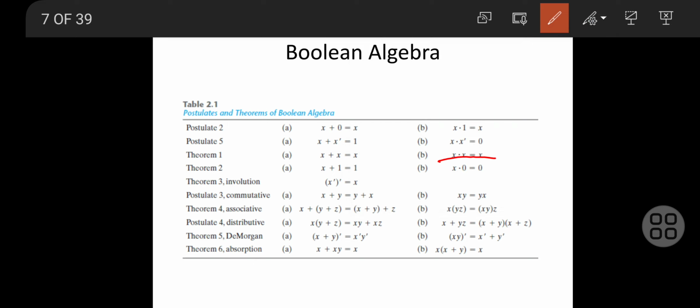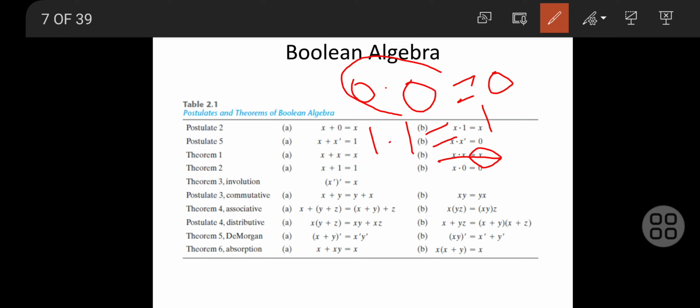The next is x dot x is equal to x. If you take the AND gate of the same variables, you end up with x. Suppose you do 0 dot 0, it will end up with 0, or you do 1 dot 1, it will end up with 1. So in an AND gate, if both inputs are 0, the output will be 0. If both inputs are 1, the output will be 1.